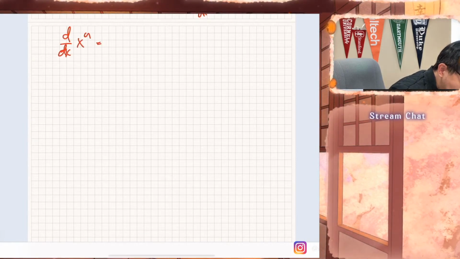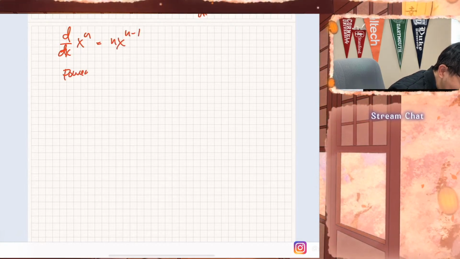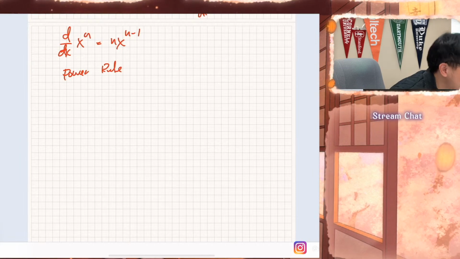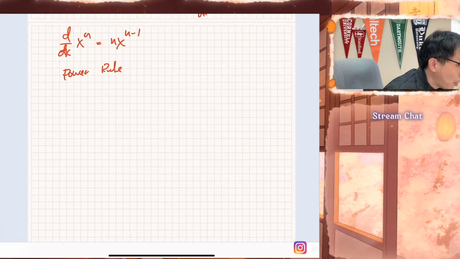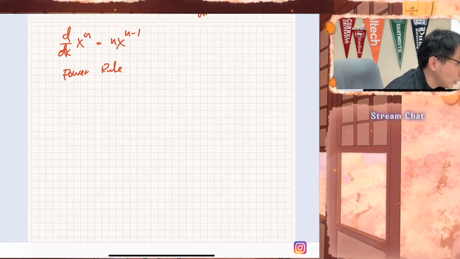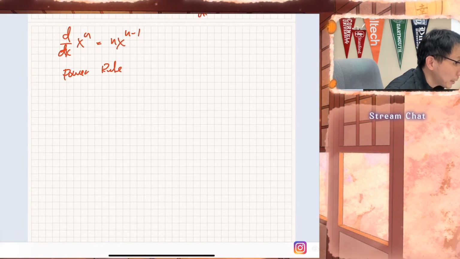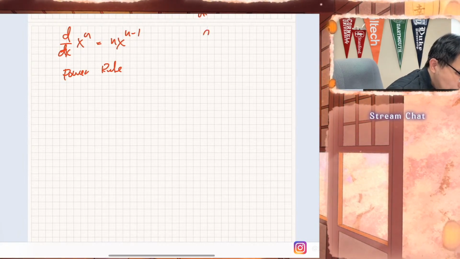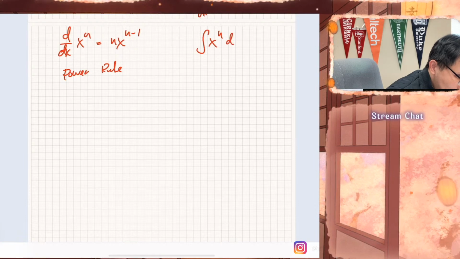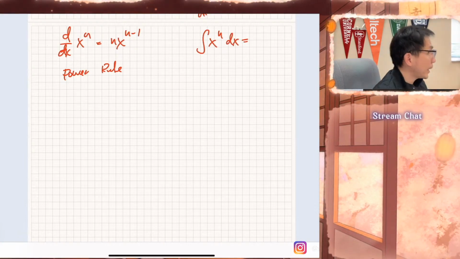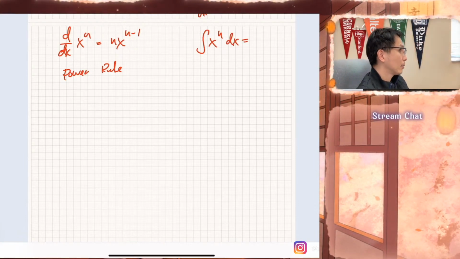So now we're going to talk about the most important rule. d/dx of x to the n equals n x to the n minus 1. This is called the power rule. Remember, there is no quotient rule, no product rule, no other rule except the power rule in terms of integration. So what is the integration of x to the n dx? Can you guys figure this out?